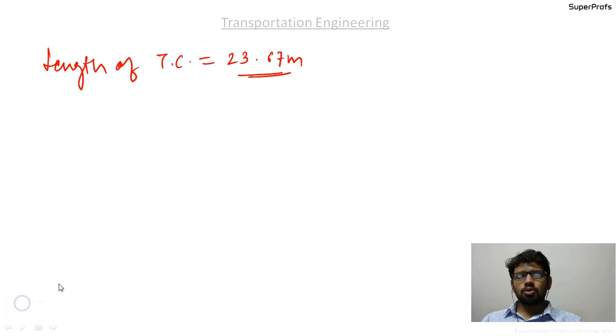So in this way we are done with this topic, that is the transition curves in highway geometry design. And there is good chance that these numericals based on the transition curves will be asked in the GATE examinations, since 1 or 2 marks questions can be easily formulated out of this type of numericals. So I'll say that please prepare this topic well.